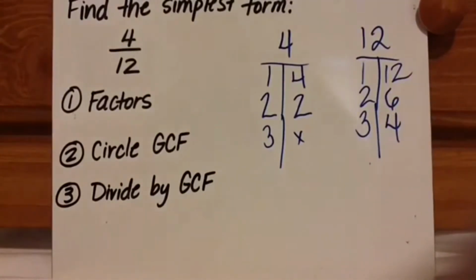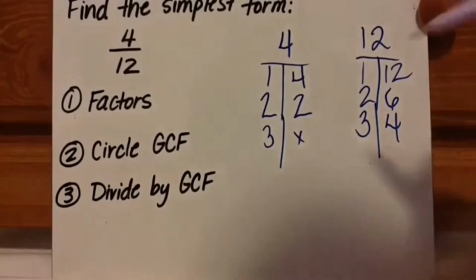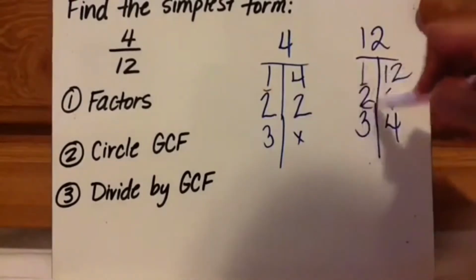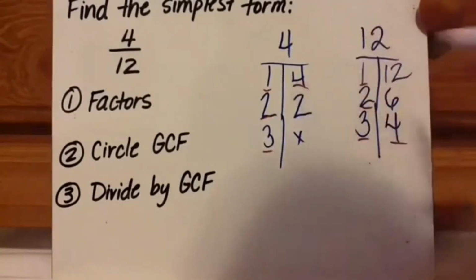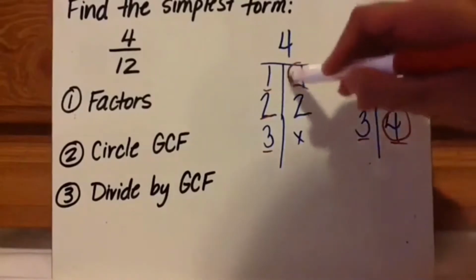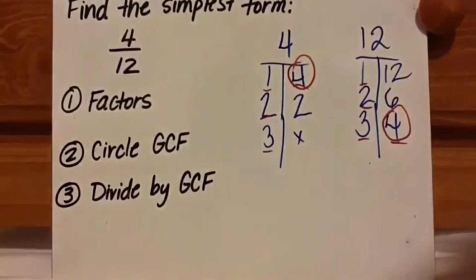Step 2, circle the greatest common factor. They both have 1 in common, 2 in common, 3 in common, and 4 in common. 4 is my greatest common factor.